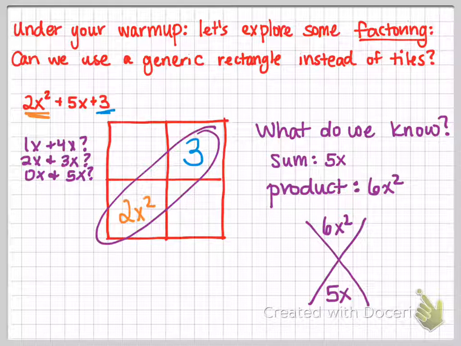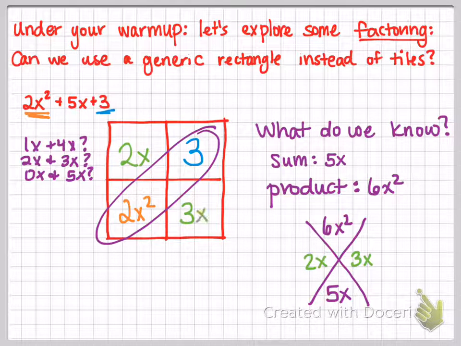And so this is a problem that you've seen many, many times before, where you have a 6x squared on the top and a 5x on the bottom, and you're looking for 2 things that multiply to 6x squared and add to 5x. So you're probably already in your head yelling at me that you want me to put a 2x and a 3x in there. So I'm going to do that.